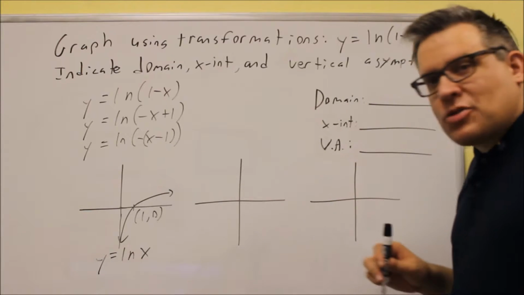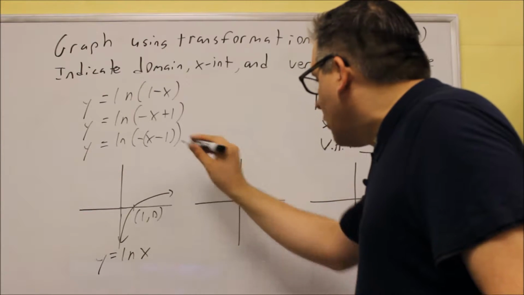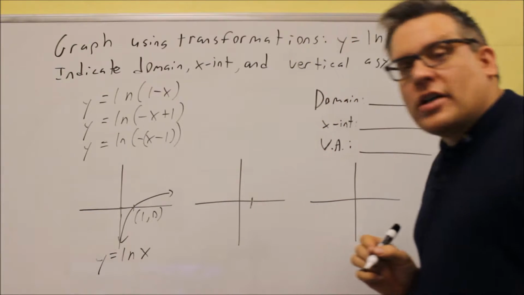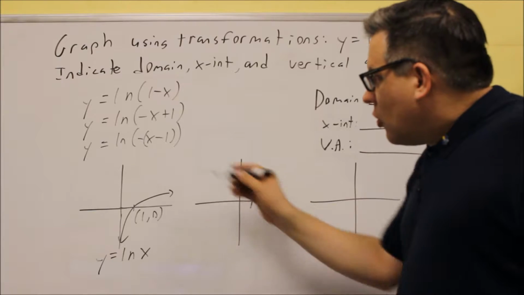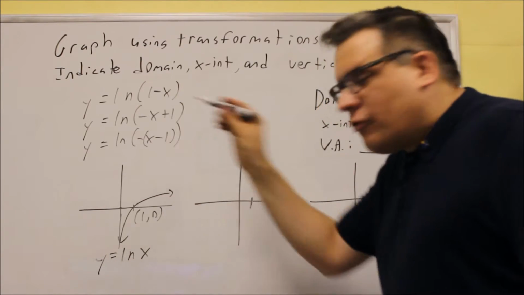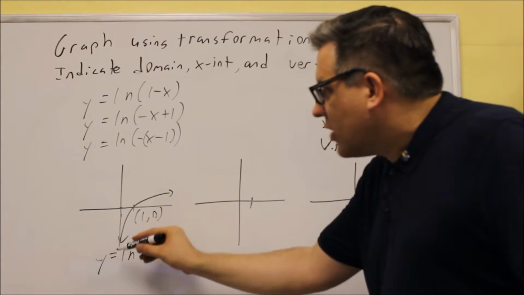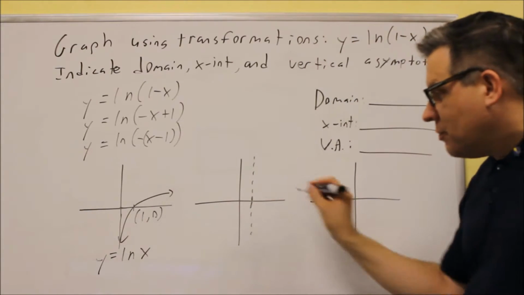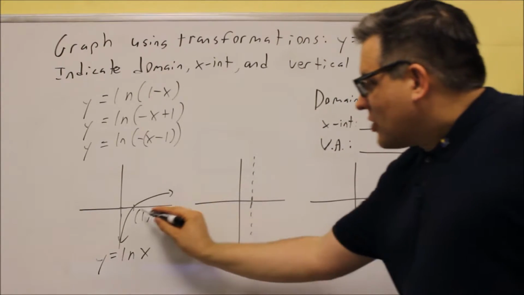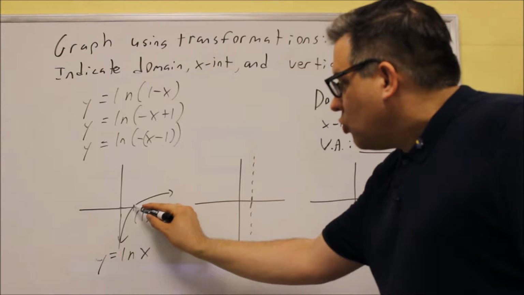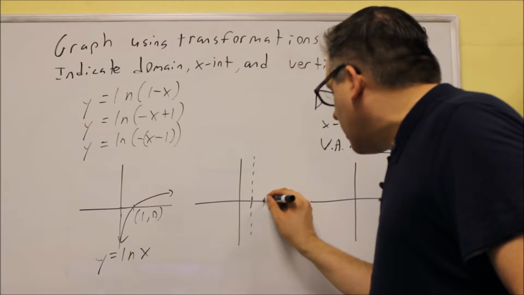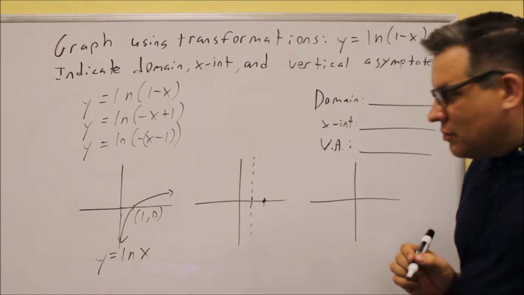Alright, so now I'm going to do x minus 1. That means I'm going to move the graph one place over to the right. Okay, so that's where the vertical asymptote is going to go. It was at 0. We're going to move that over one place to the right. This dot right here, 1, 0, we're going to move that one place over to the right. So now that's going to cross right here at 2.